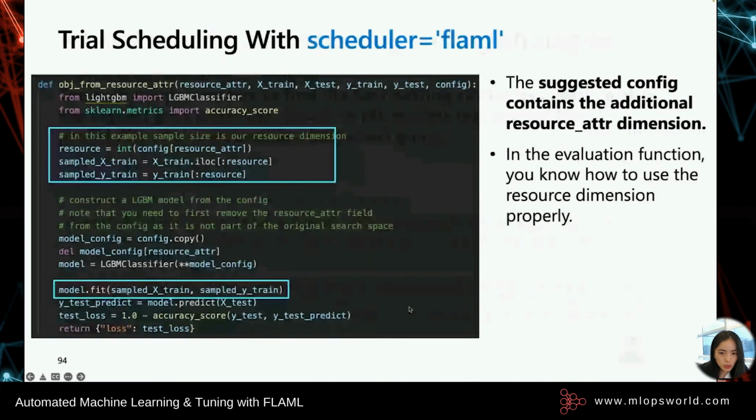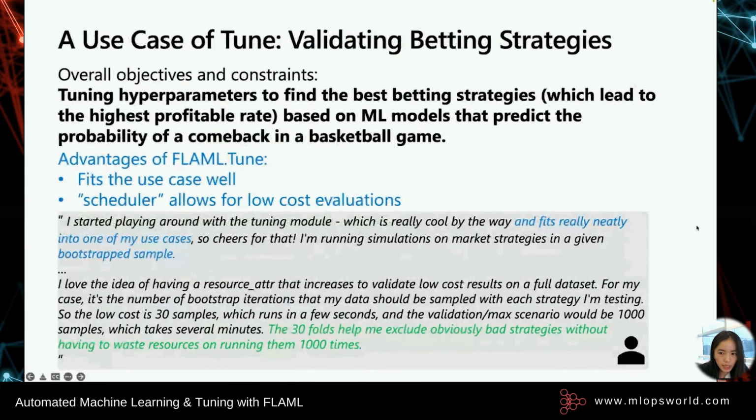Okay, now let's go back to the use case about Tune, in which the user is trying to find a good bidding strategy based on ML models that predict the probability of a comeback in a basketball game. In this use case, each evaluation involves a simulation with a certain amount of bootstrapped samples. The scheduler in Tune can also help do this resource allocation and do early stopping by treating the bootstrap samples as the resource attribute.